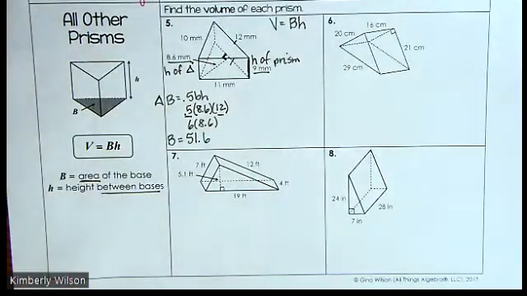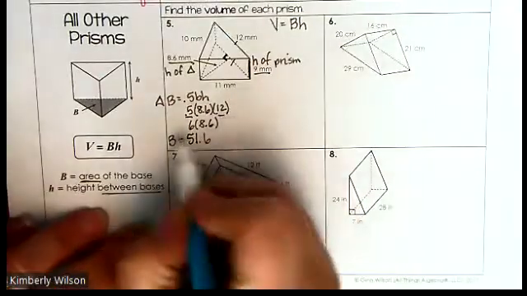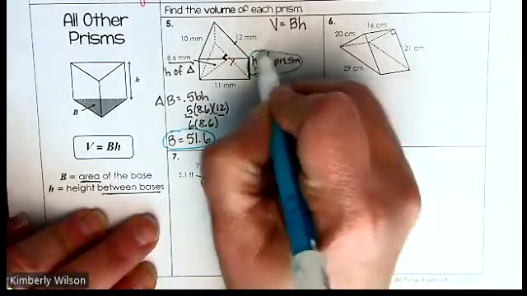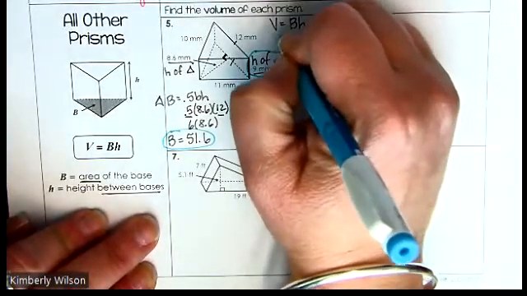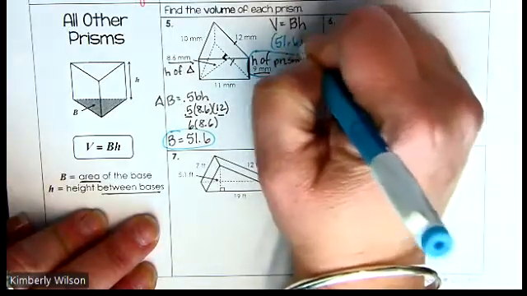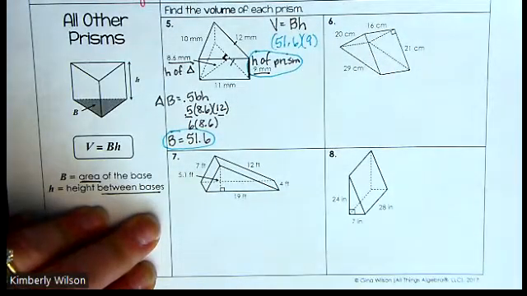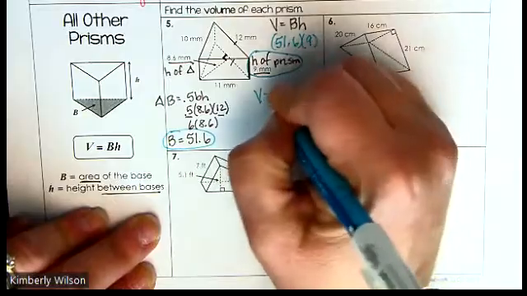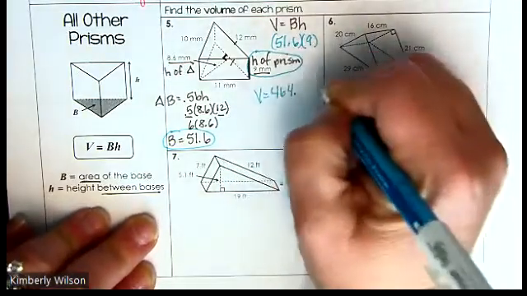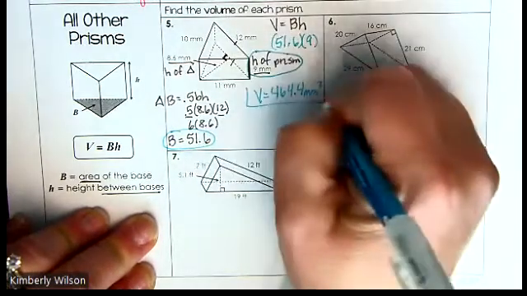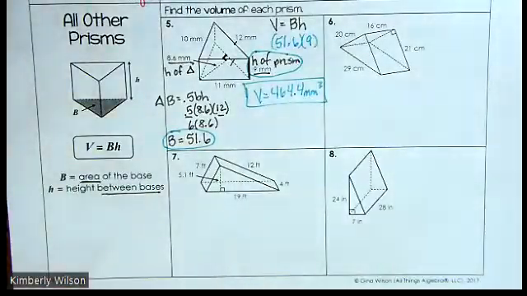Now I bring that up here and plug in that information, because I know what that capital B is and I know what my height of the prism is. So I'm going to have 51.6 times 9, which tells me that my volume is 464.4 millimeters cubed. There's my final answer. Okay, let's work a couple more.